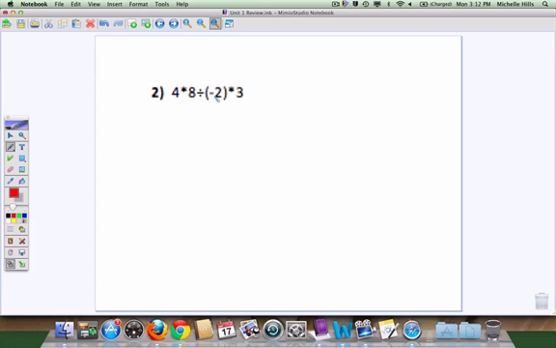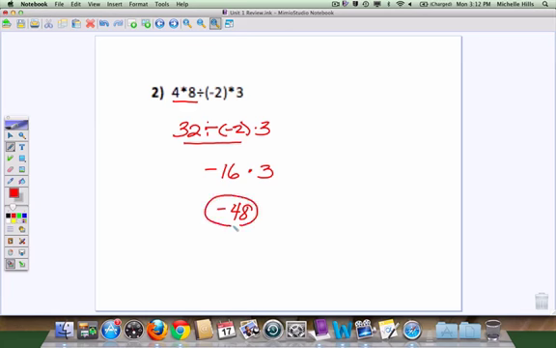Again, I see parentheses, but there's no operation inside of there. It's just a number. So the next thing I would check for is exponents, and there aren't any. This is all multiplication, division, and multiplication, and I do the first one to the left. So 4 times 8 is 32, divided by my -2 and times my +3. The division comes before the second multiplication, so I divide first. 32 divided by -2 is -16. Bring down my times 3. And -16 times 3 is -48. Don't forget to circle your answer when you're done.